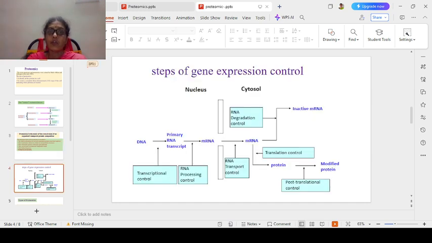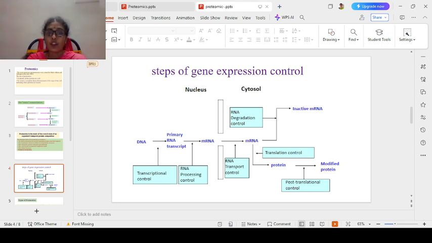So what are the steps involved in gene expression control? There are several steps, occurring in the nucleus and cytosol. In the nucleus, DNA is converted to the primary RNA transcript, and then to mRNA. Conversion of DNA to the primary RNA transcript is called transcriptional control, and conversion of the primary transcript to the mRNA is called RNA processing control.